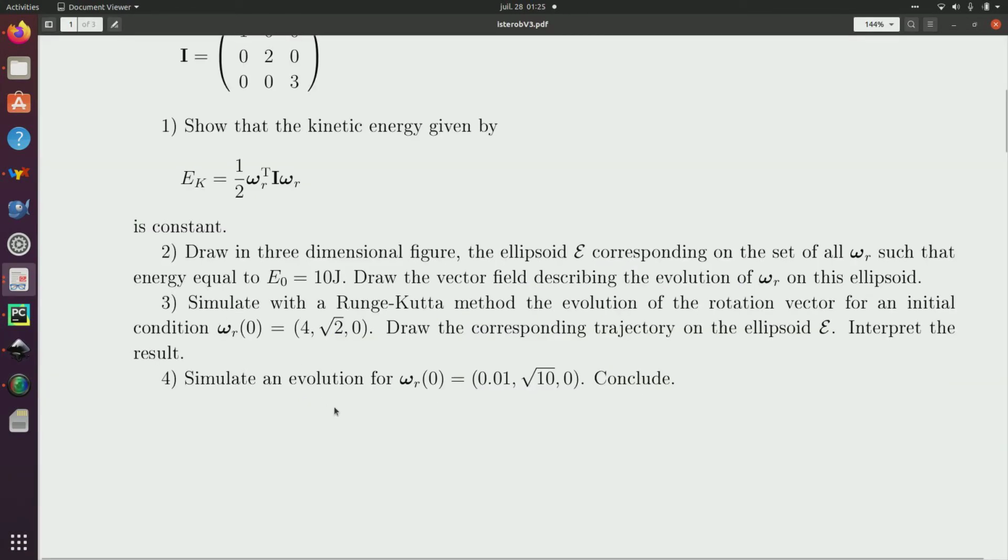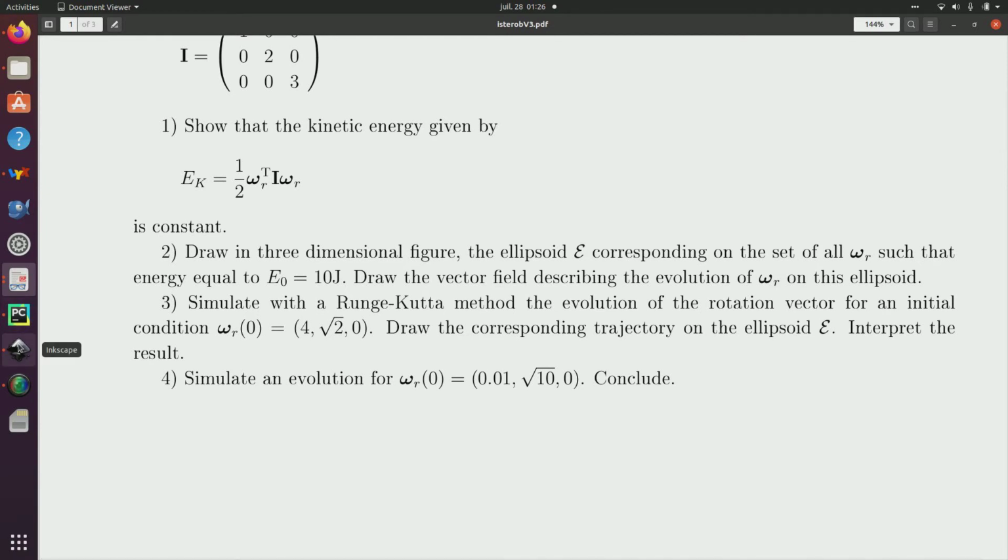Question number 2. I have to draw in 3 dimensions the ellipsoid corresponding to the set of all rotation vectors omega r such that the kinetic energy is equal to 10 joules. Then I will have to draw the vector field corresponding to the state equation given on omega r, which is the Euler equation.